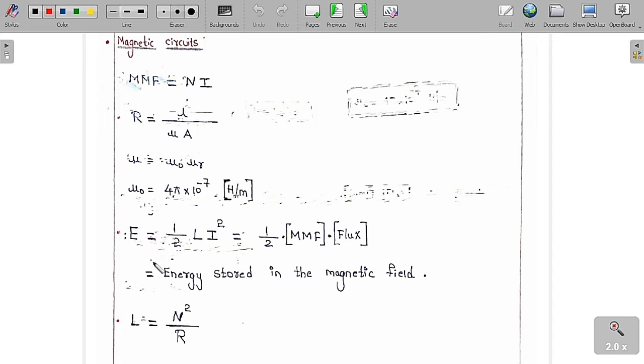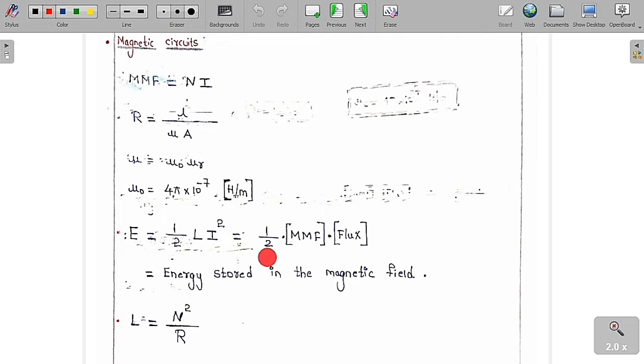And energy in the magnetic field. Energy in the magnetic field is equal to half L I square, where L is the inductance of the coil and I is the current flowing through the coil. So half L I square is equal to half into MMF into flux. You can go for this formula also. If you do the rearrangement, you are going to get the same result.